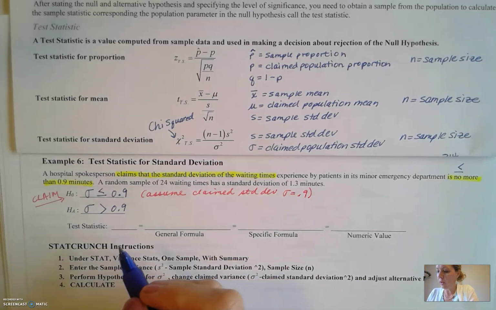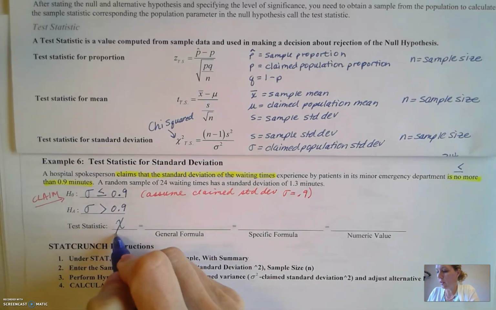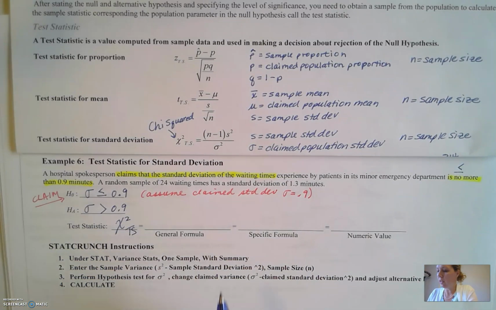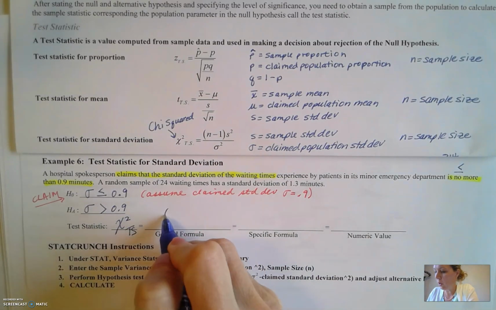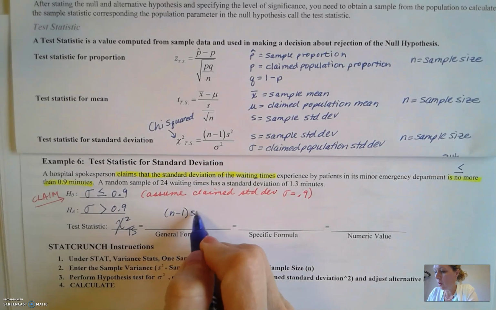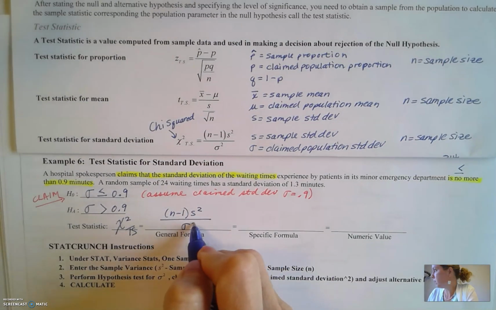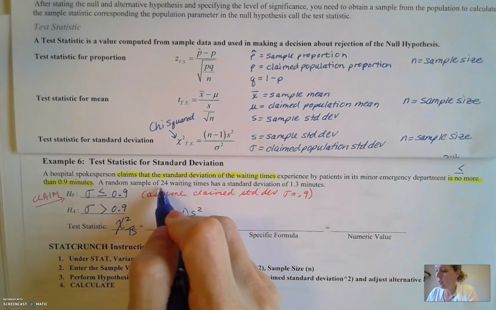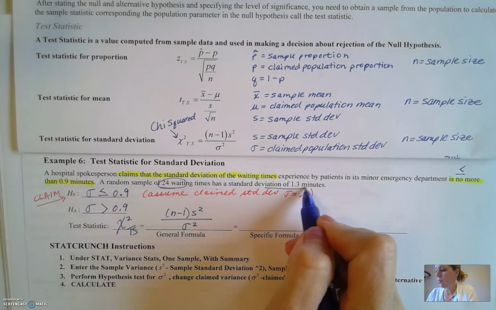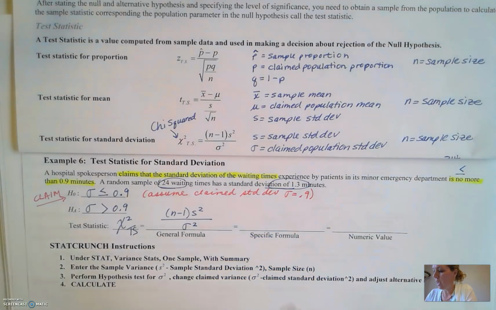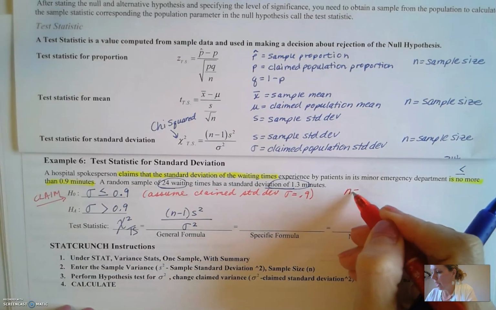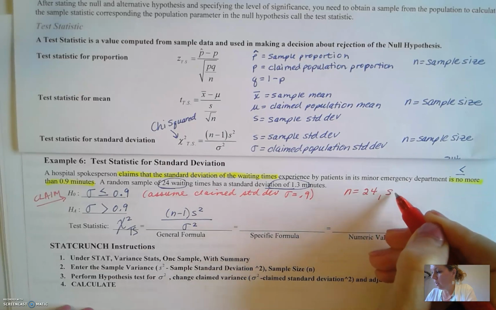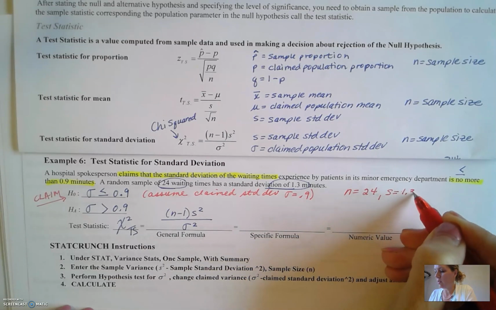Our formula is the chi-squared test statistic. The chi-squared test statistic equals n minus 1 times s squared, all over sigma squared. The only other parts we need are the sample information. It says a random sample of 24 waiting times has a standard deviation of 1.3 minutes. So n is 24 and s, our sample standard deviation, is 1.3 minutes.